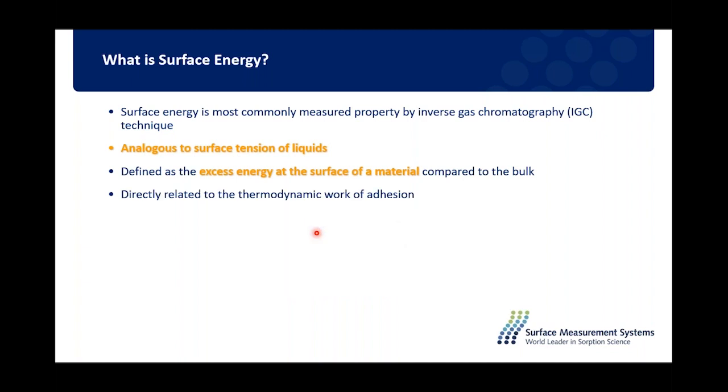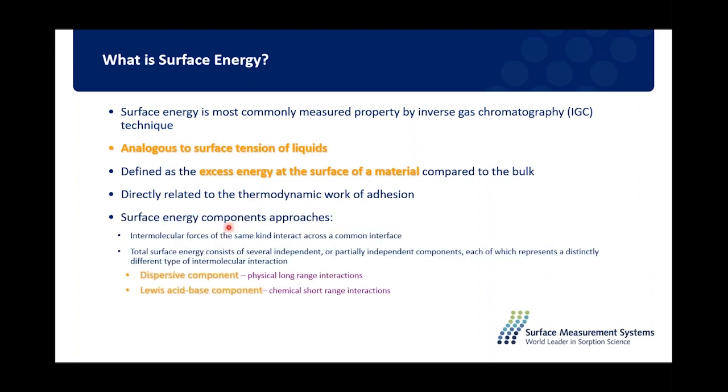We can basically use this to look at how surface interactions will occur, and also things like the thermodynamic work of adhesion. The surface energy is classically divided into a dispersive component, which is also called nonpolar or long-range interactions, and a Lewis acid-base component, the electron donor, electron acceptor component. So essentially, we can look at the total surface energy, which is a combination of the dispersive or nonpolar, and the acid-base, sometimes called the polar component of the surface energy.